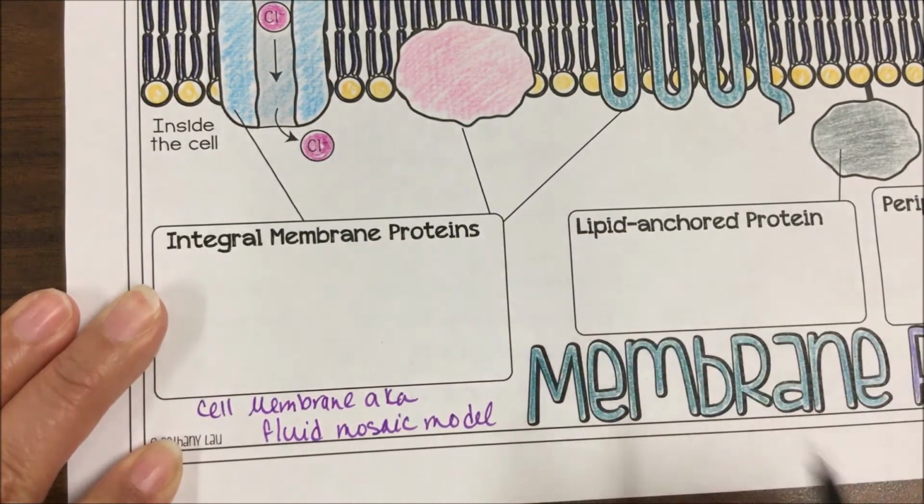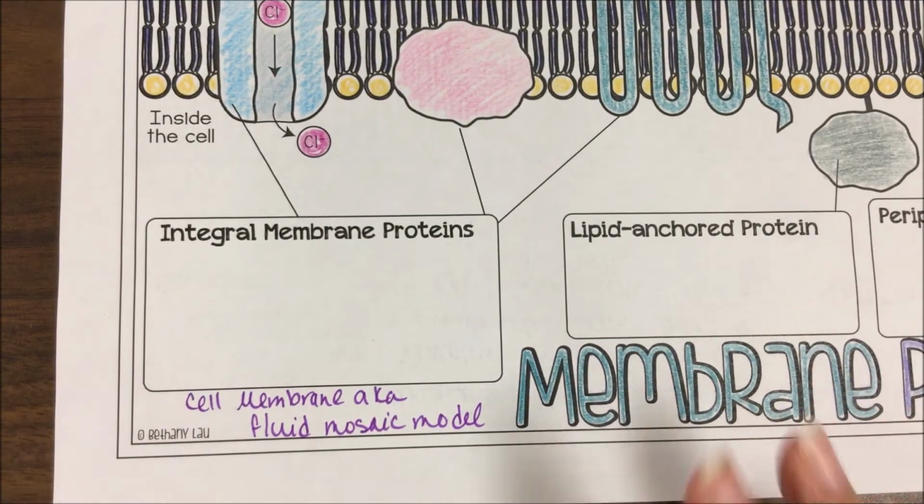Okay, and that's just because of all the stuff that's found in the cell membrane. So proteins, lipids, steroids, things like that. And all of those things are necessary for the membrane to function the way it does.